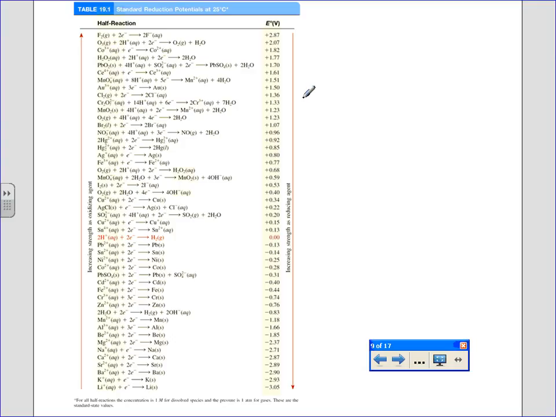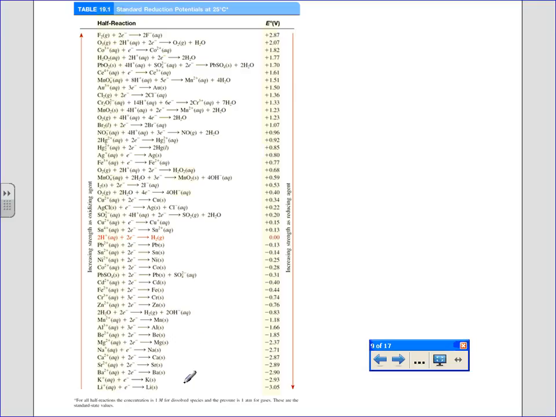This series is in line with the activity series, and the metals are in the same order on this as they would be on the activity series. So you can see lithium is at the bottom here, so it's very unlikely to gain electrons. Fluorine is at the top of the list here. It's really likely to gain electrons.